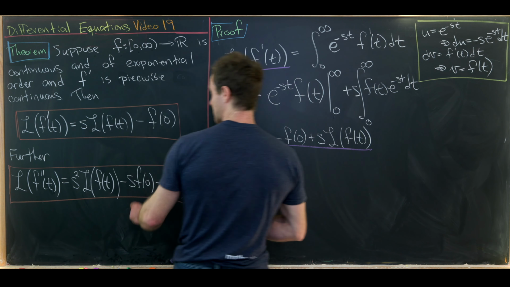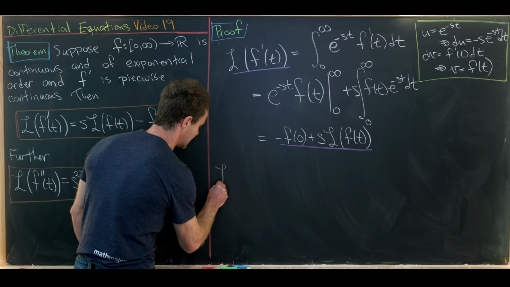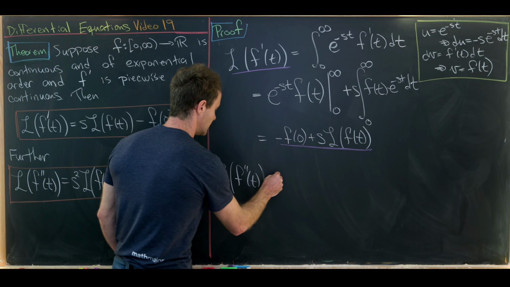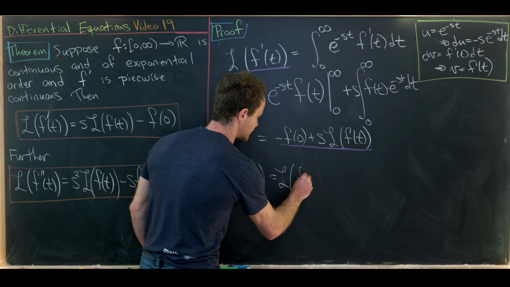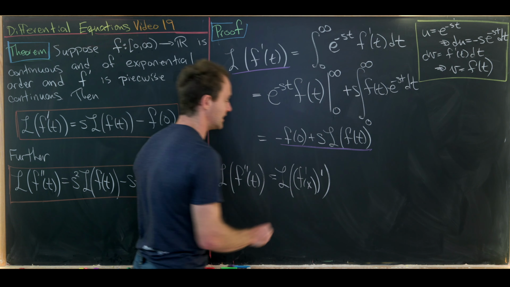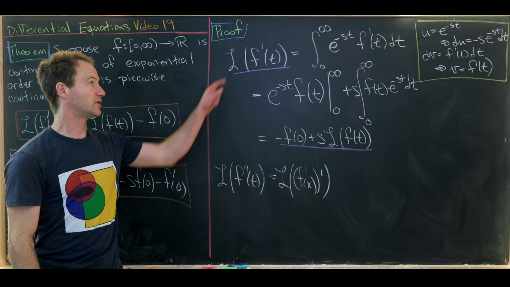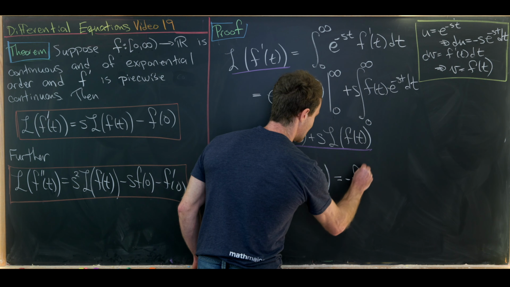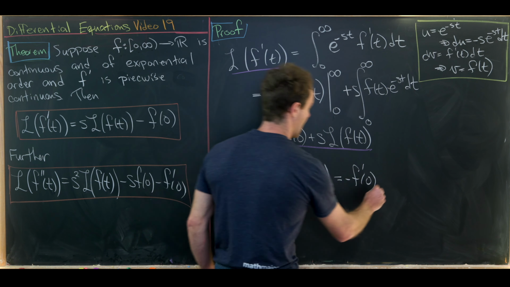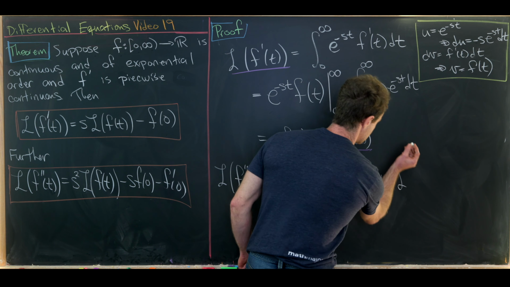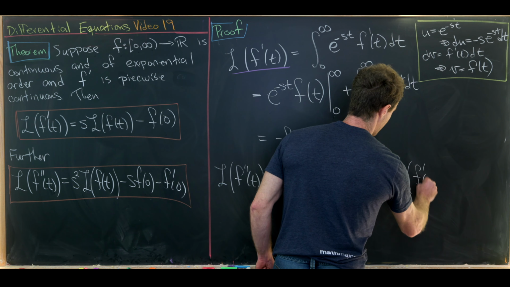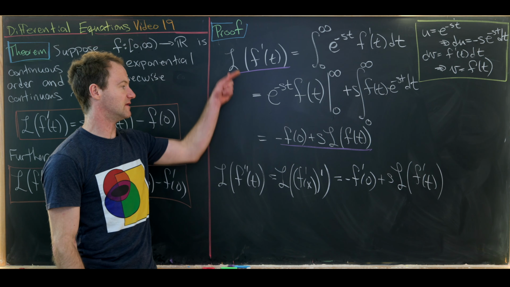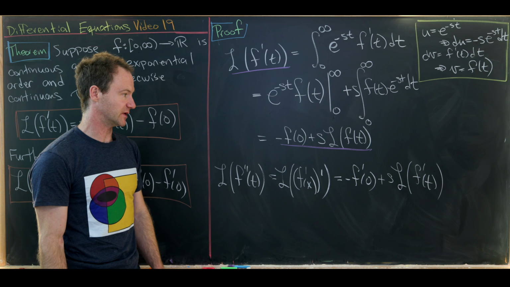Okay, so now let's look at the second result, which involves the second derivative. So we've got the Laplace transform of the second derivative. Notice we can view that as the Laplace transform of the derivative of the first derivative, and then apply this rule. So applying this rule directly will give us minus f prime of 0, and then plus s, the Laplace transform of f prime of t.